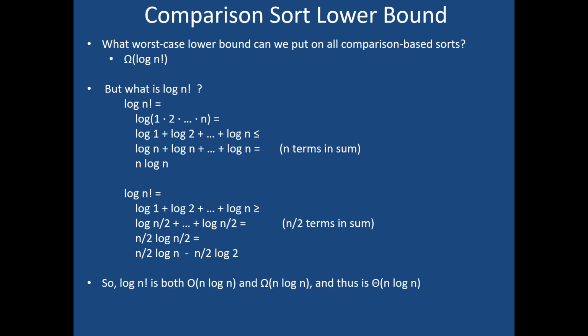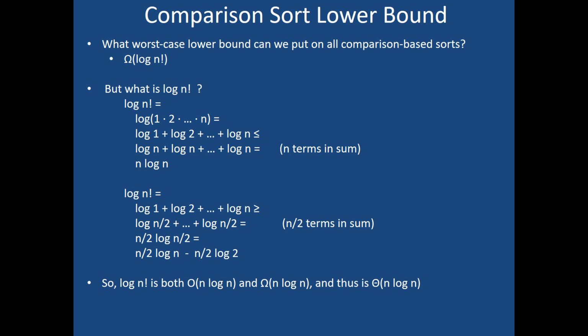The first one gives us the upper bound. It's O of n log n. This shows the lower bound is also theta of n log n. So the whole thing is n log n. We've squeezed it between two things. So notice this one we definitely showed n log n was bigger than log of n factorial.